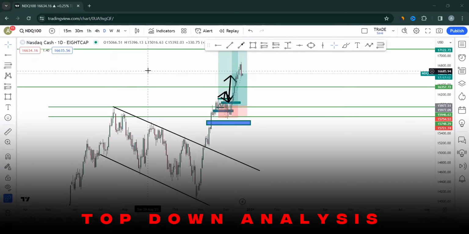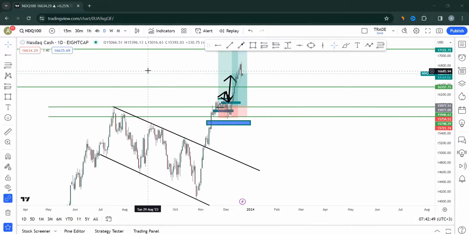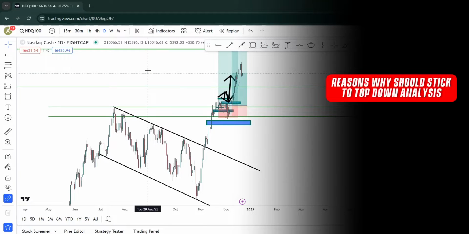Now, someone may be wondering, why do you insist on someone using top-down analysis? Say I can only use one time frame to get what I want. Now, the following are the reasons which I can give you to stick to top-down analysis. One, it's going to save you from a lot of noise. You see, there are some time frames that have too much noise that may make you make funny or little mistakes that you could have avoided.